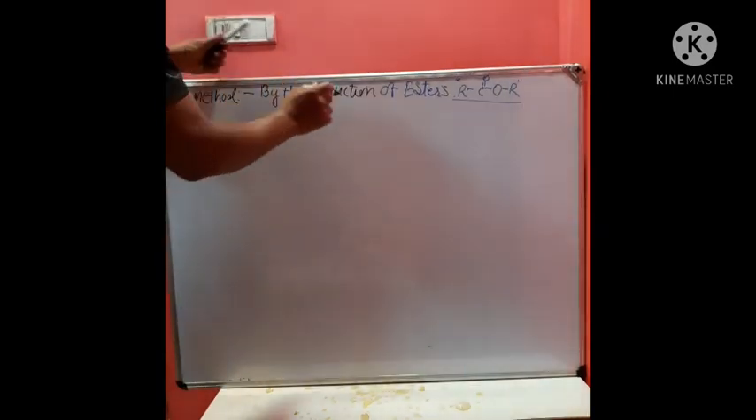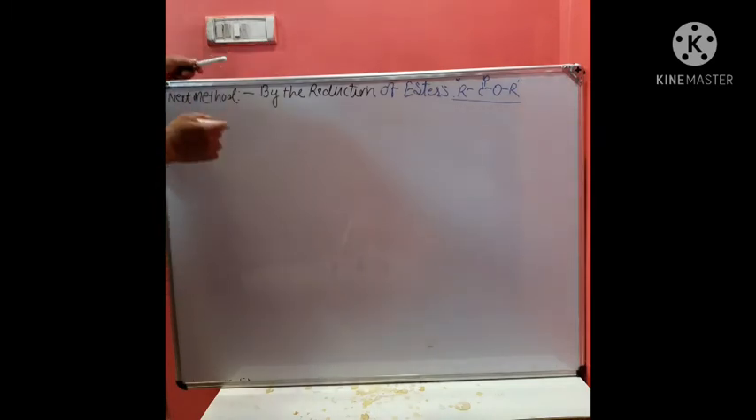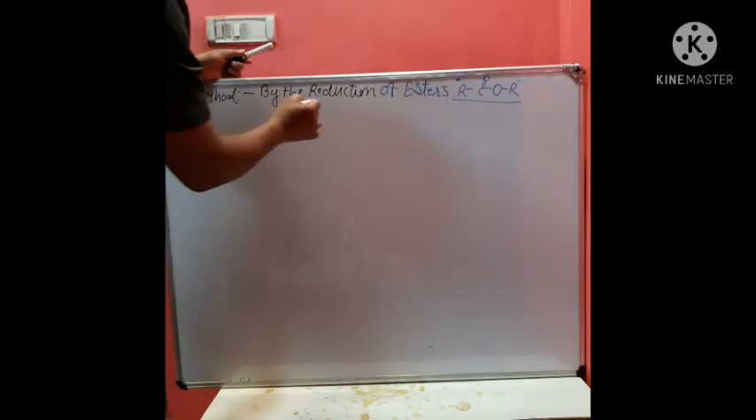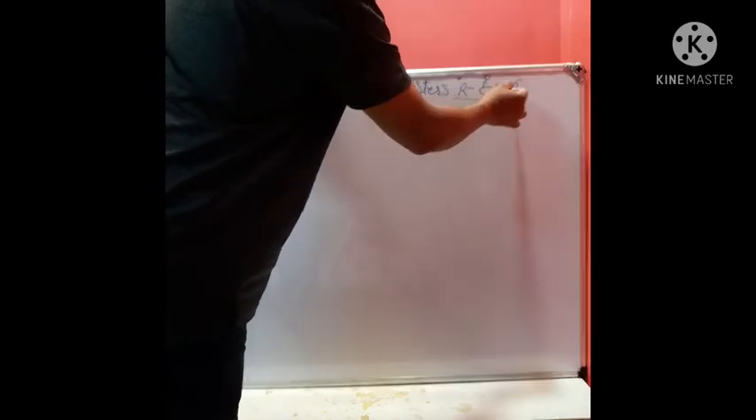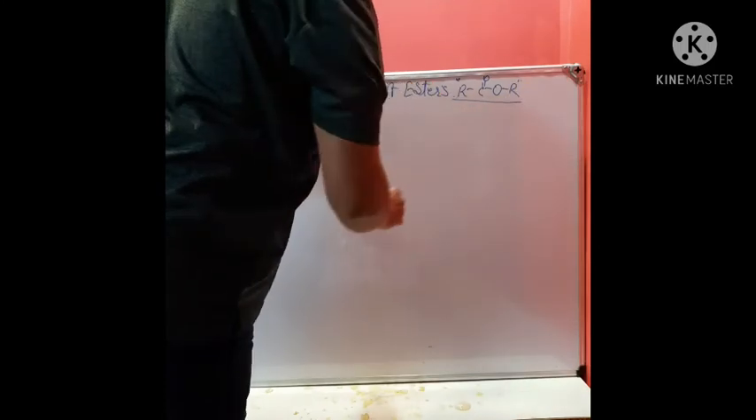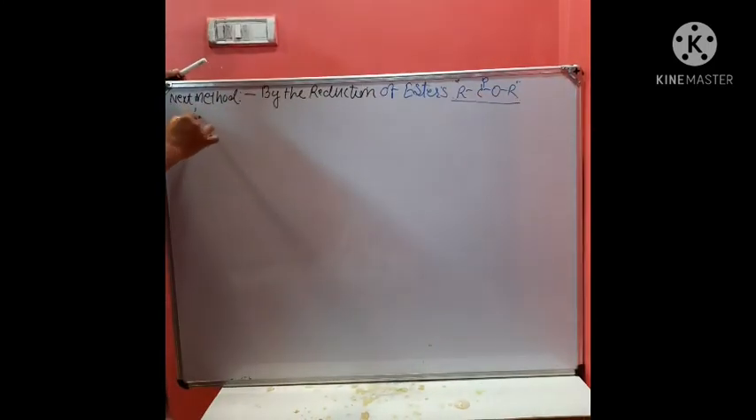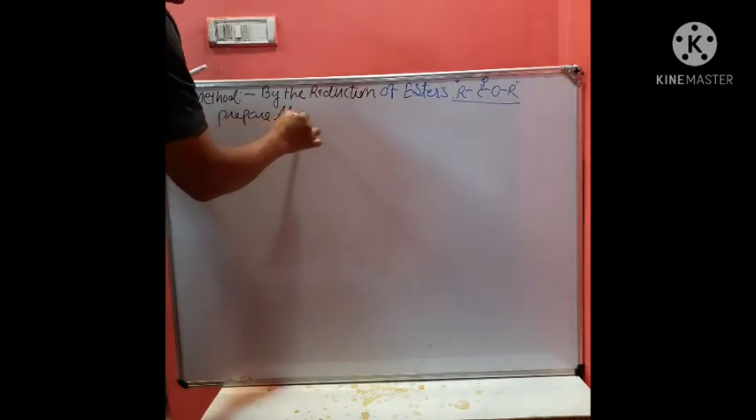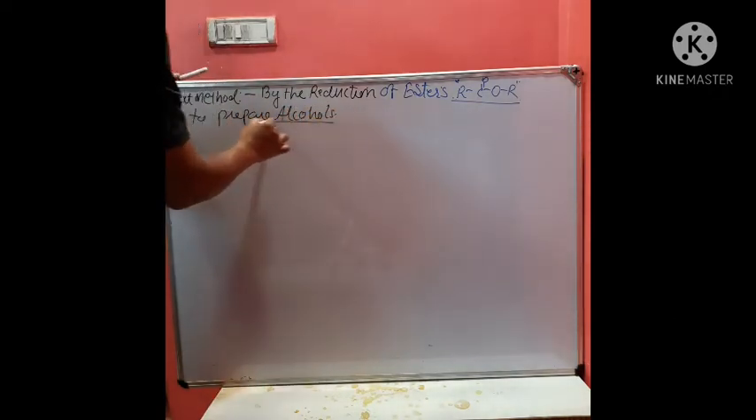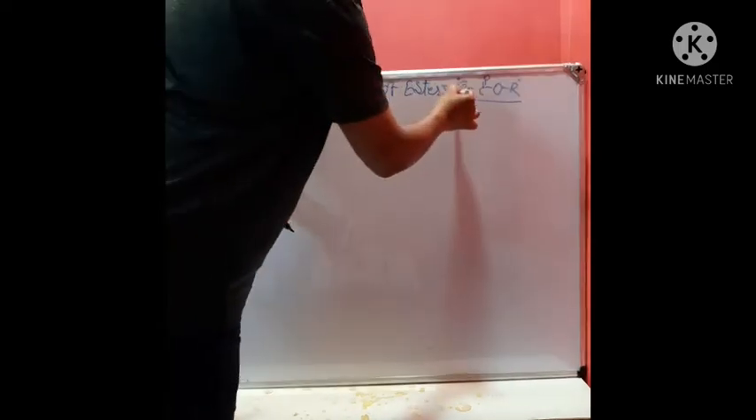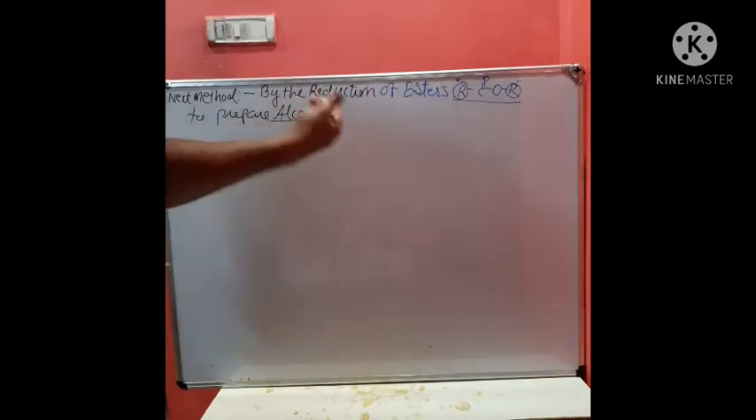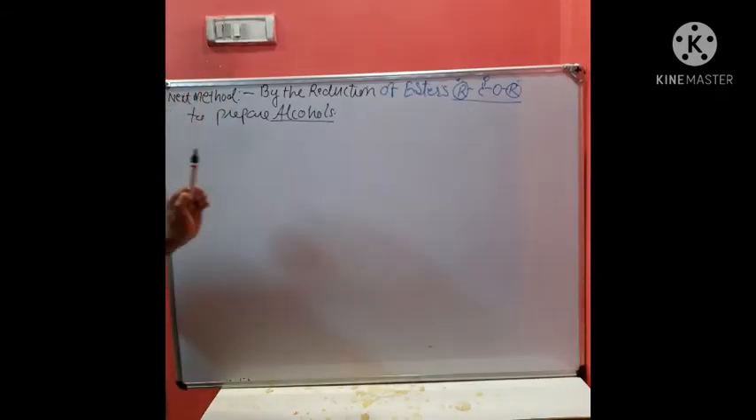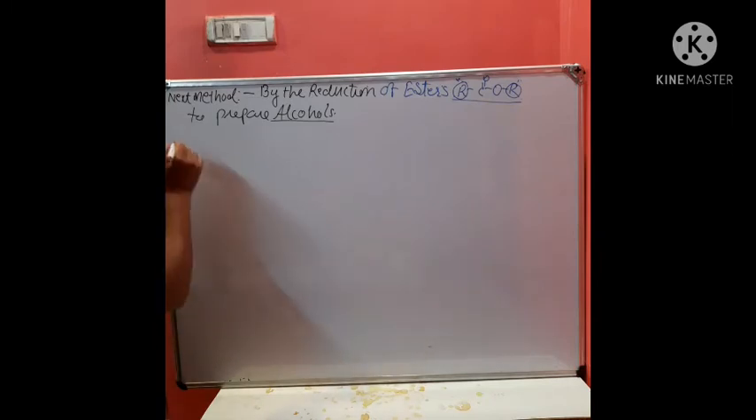Yes, student, this is also one of the very important reactions. That is the next method, by the reduction of esters. Esters means R C double bond O O R. These compounds are called esters, used to prepare alcohols. Again there is R, and there is R. So if we change the R, we can obtain different types of alcohol. Therefore this is also one of the very important reactions.